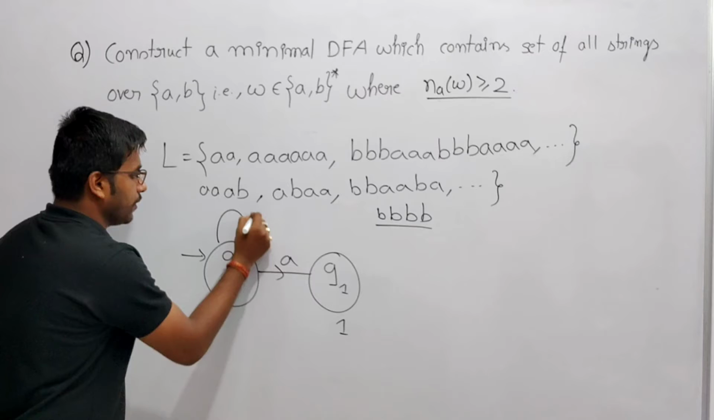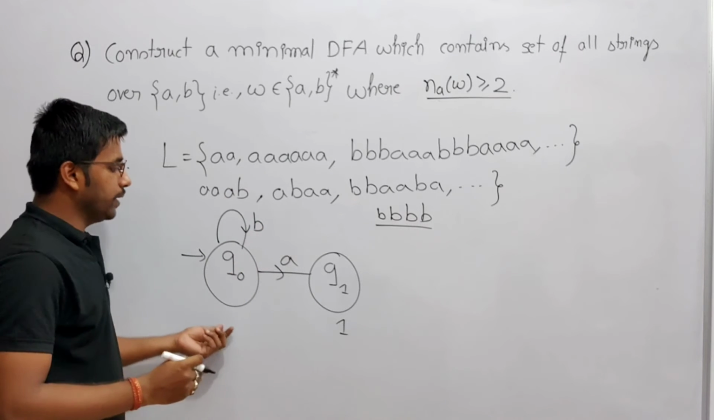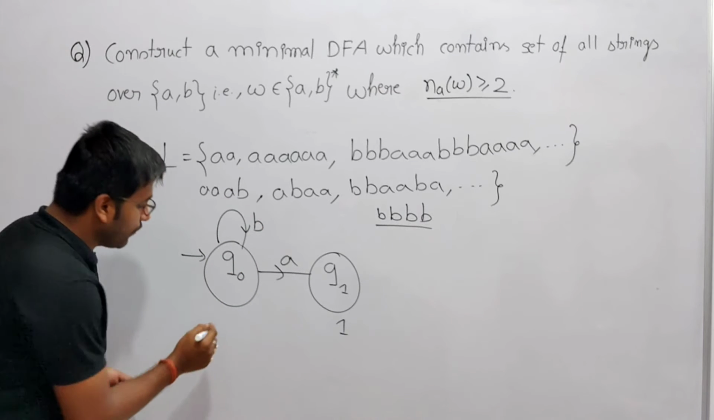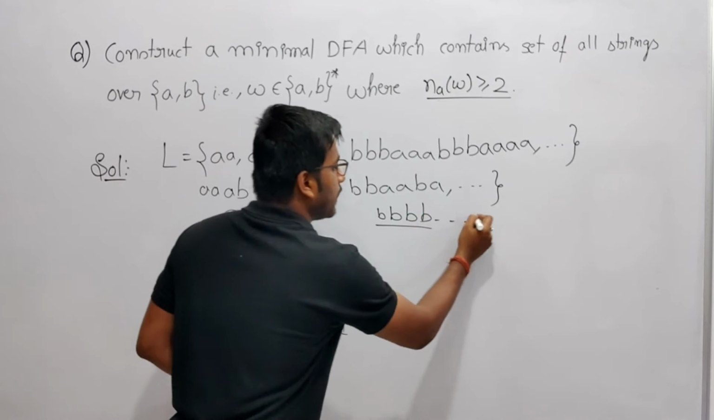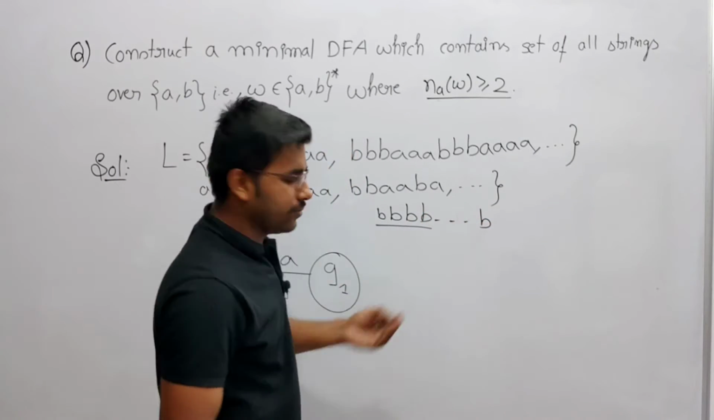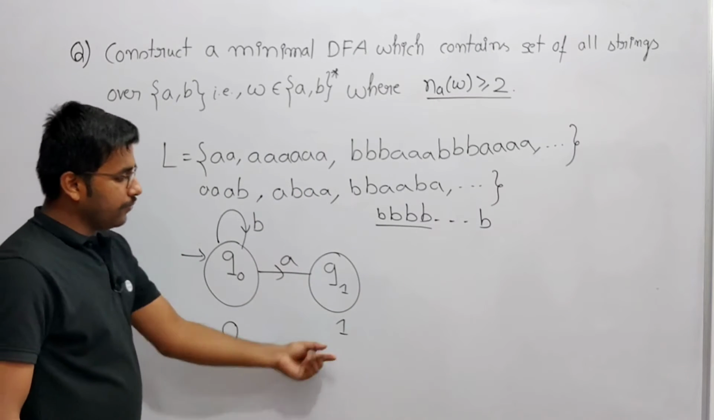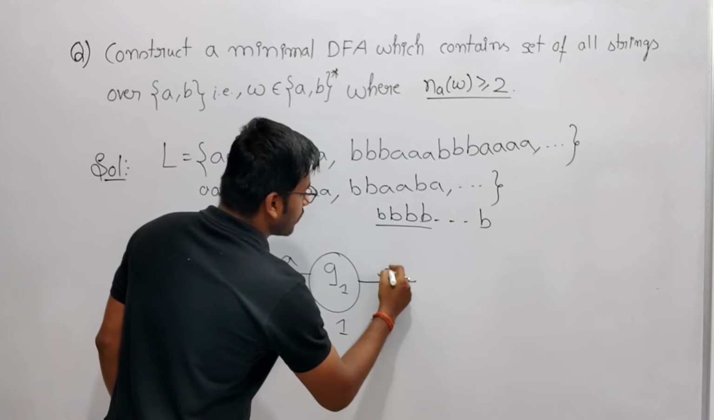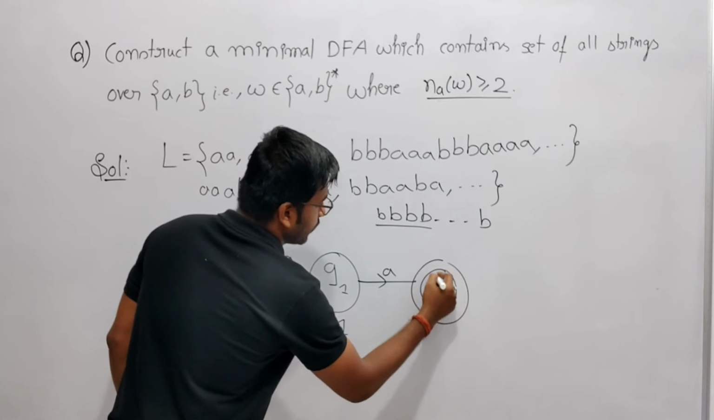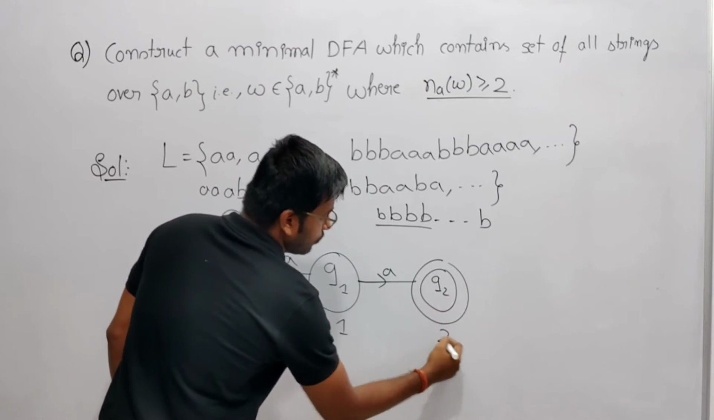So for any number of b, it will remain in Q0 only, because this state indicates that the number of a is 0. And if you write n number of b's, a is 0. So I will keep a loop. Now I got 1. Now if you again get a, the number of a is now 2.